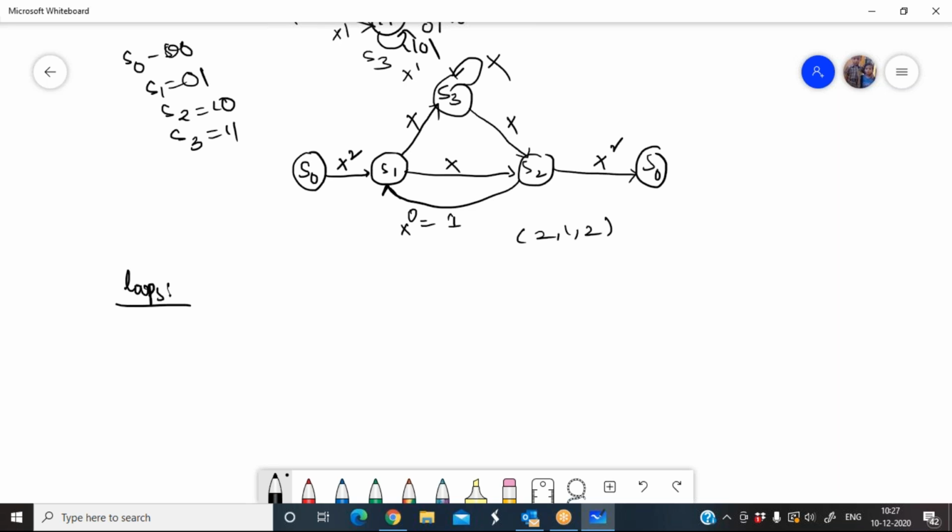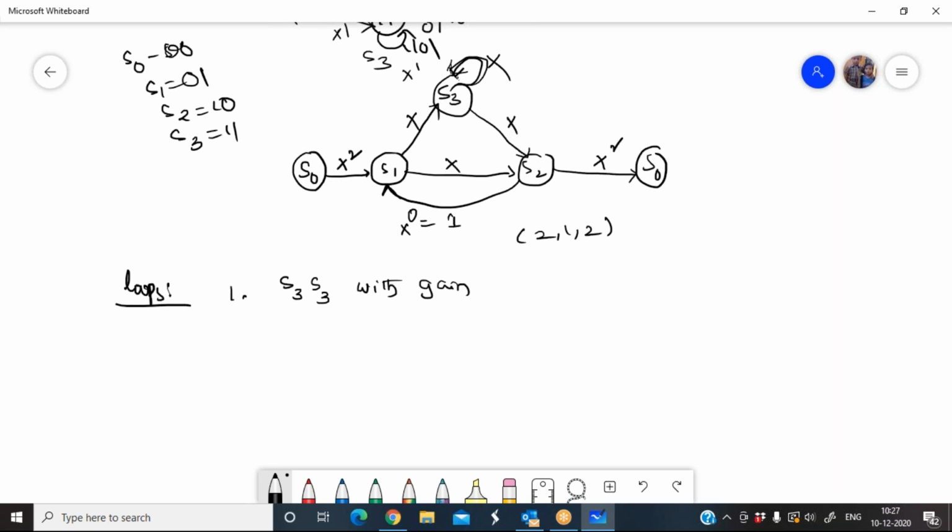Look at the modified state diagram. Tell me, how many loops are here? So one loop is here. This is one loop, right? Starting point S3 and ending point also S3. So this is the first loop.